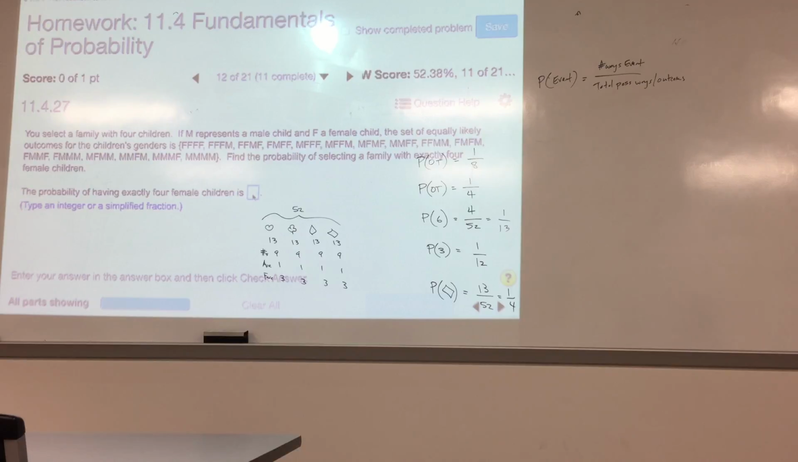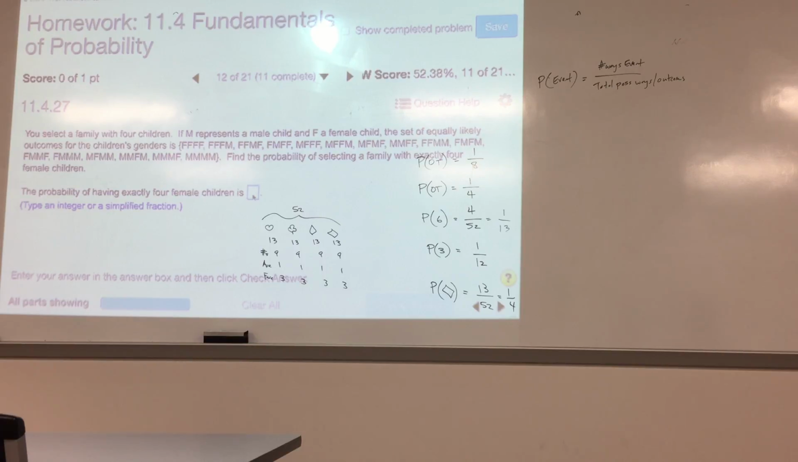Now, on to the next scenario. You select a family with 4 children. If M represents a male child and F a female child, the set of equally likely outcomes for the children's genders are: we could get all girls, girl, girl, girl, then a boy, girl, girl, boy, girl, all the way down to all boys. Does that make sense, guys? Your first step always in a problem like this is to count up all your possible outcomes. How many are there?